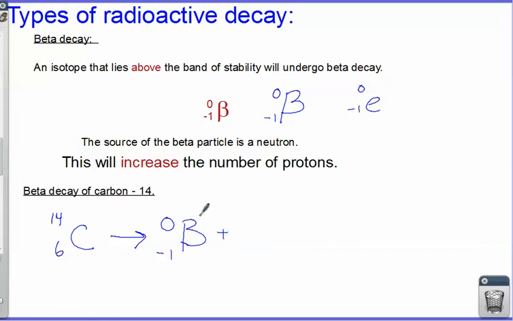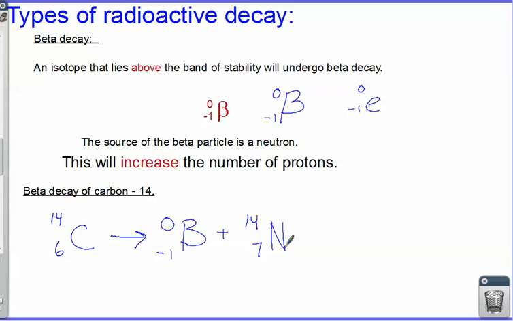So on the top, we're going to have a 14. The arrow you want to think of as an equal sign. So 0 plus what is equal to 14 in this example, so we want 14. Same thing with the bottom, or the atomic number. So -1 plus what is equal to 6, so we want 7. Because our atomic number is changing, we no longer have carbon, but we have nitrogen. So this whole equation ends up being the answer.